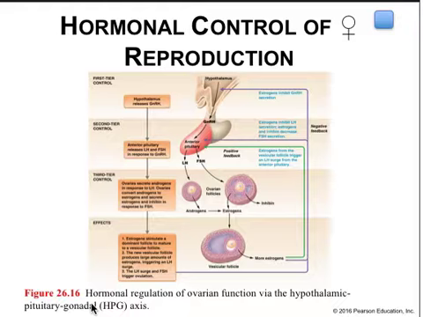In first-tier control, the hypothalamus secretes gonadotropin-releasing hormone. Second-tier control involves the anterior pituitary releasing LH and FSH in response to this hormone. LH stimulates the thecal cells to secrete androgens. It targets granulosa cells. FSH stimulates the granulosa cells in the follicles to convert the androgens to estrogens and secrete inhibin. What are the effects?